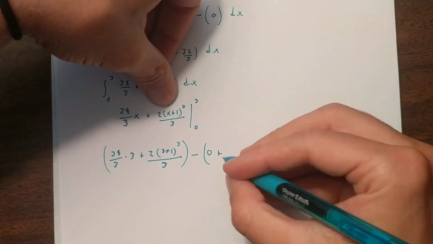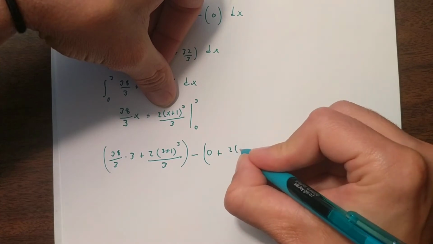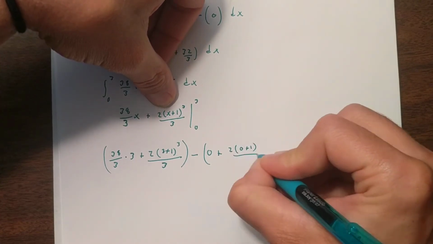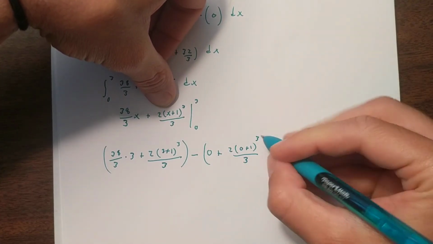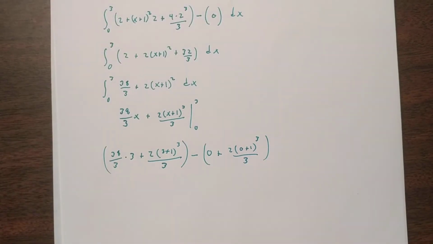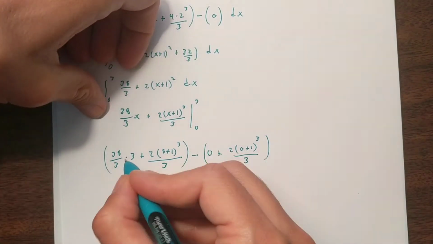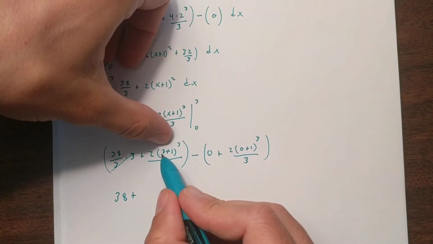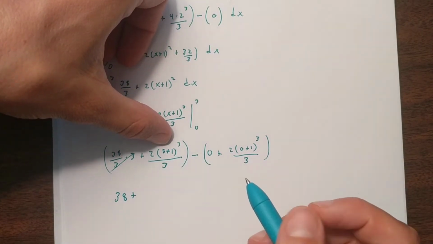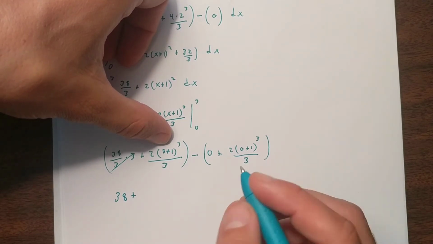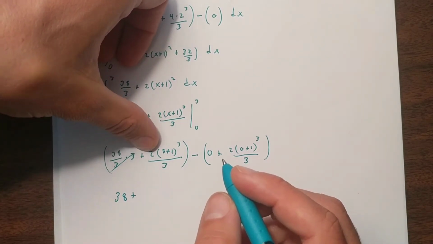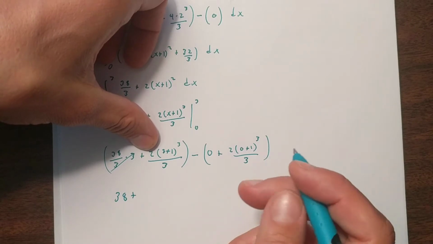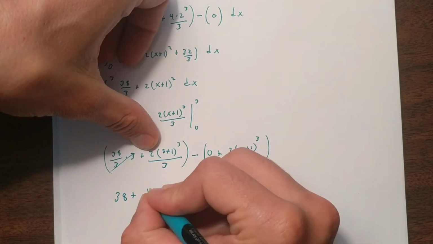Plus, plugging in 0 here gives me (2 times 0 plus 1) over 3. Oh, that's cubed. There you go. So that's it. Now, obviously, we get 38 plus, what is this? This is going to be 4 cubed. 4 cubed is 64, so we have 64 times 2, which is 128 thirds.